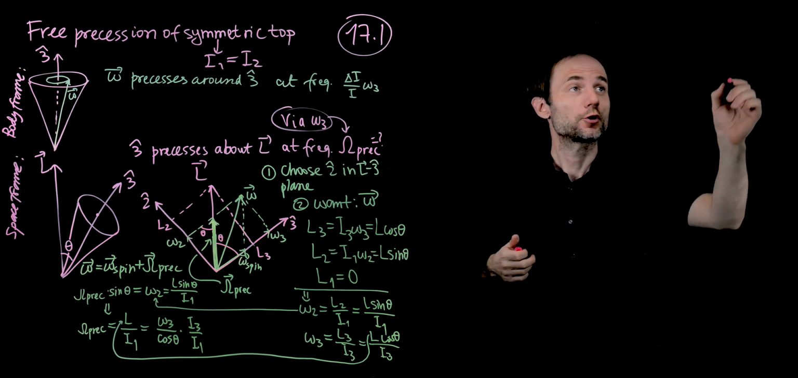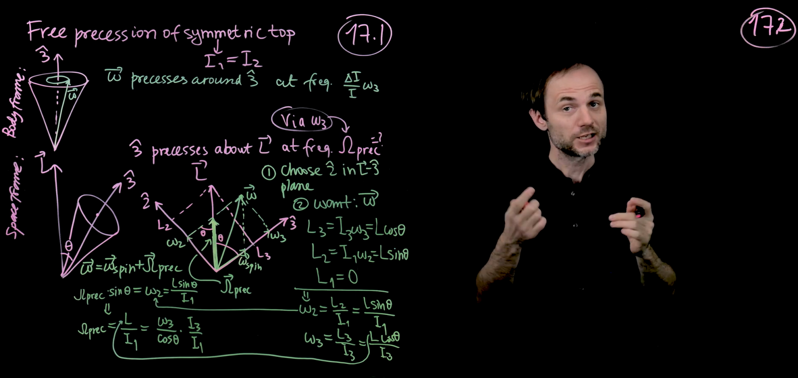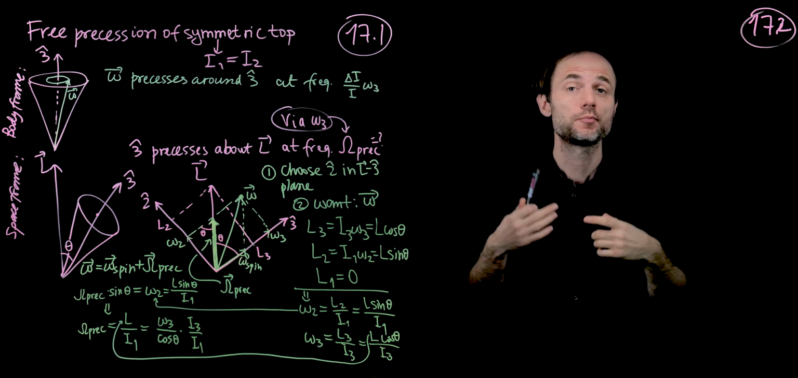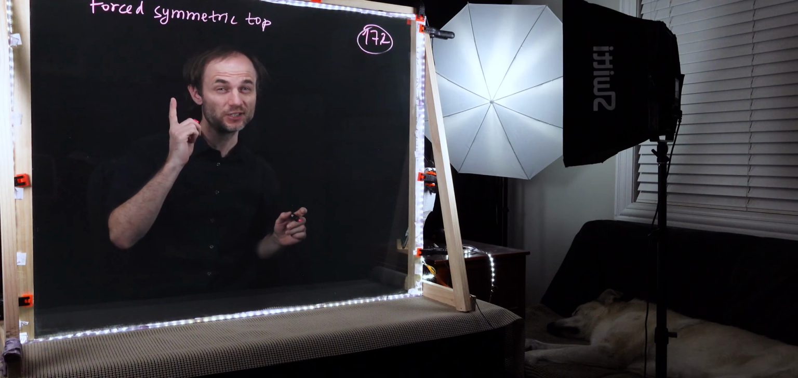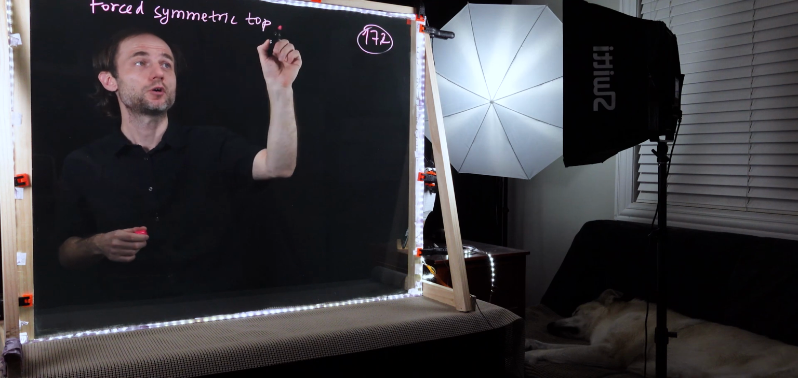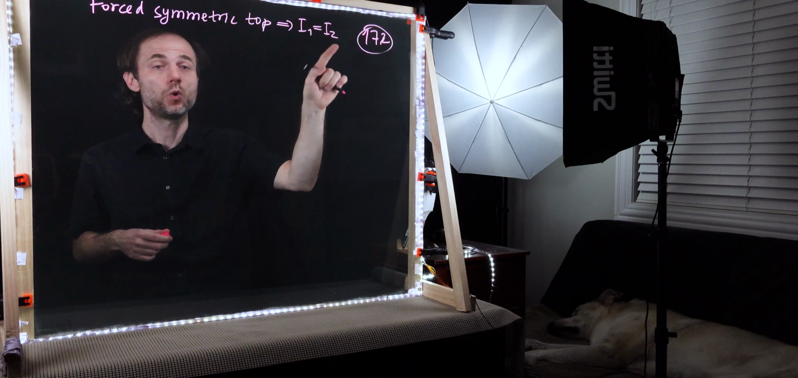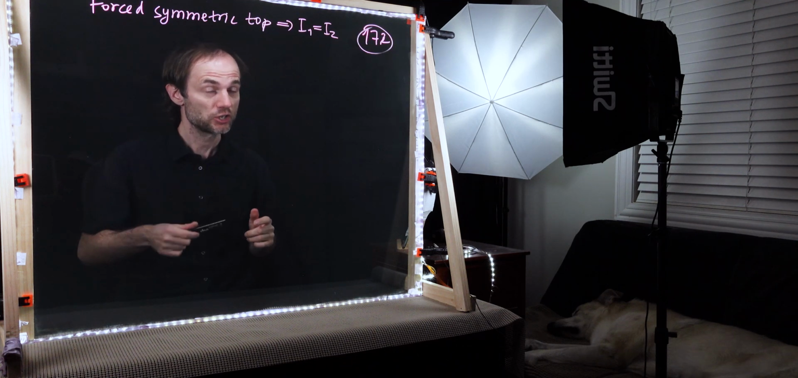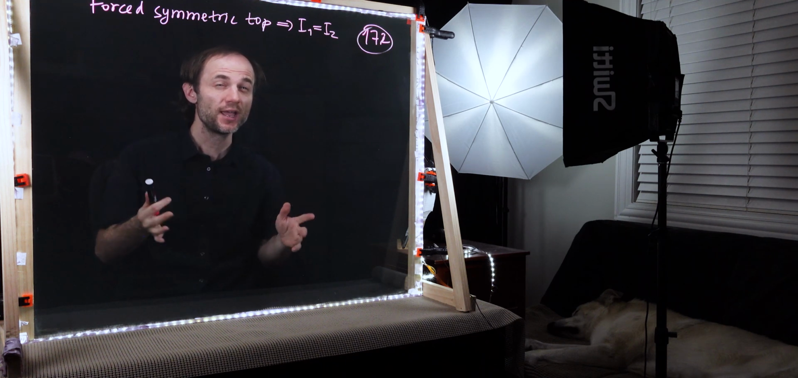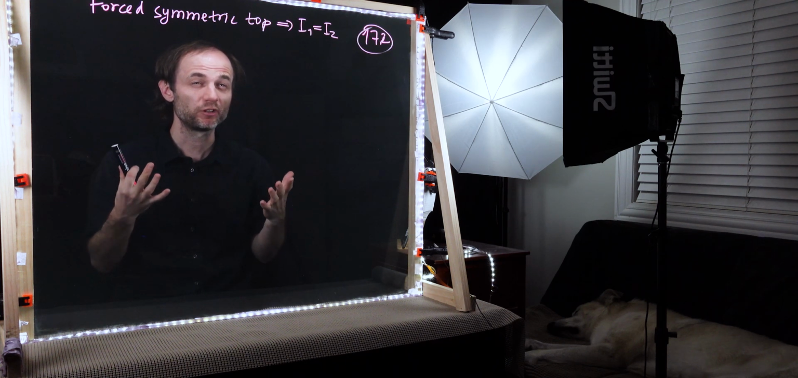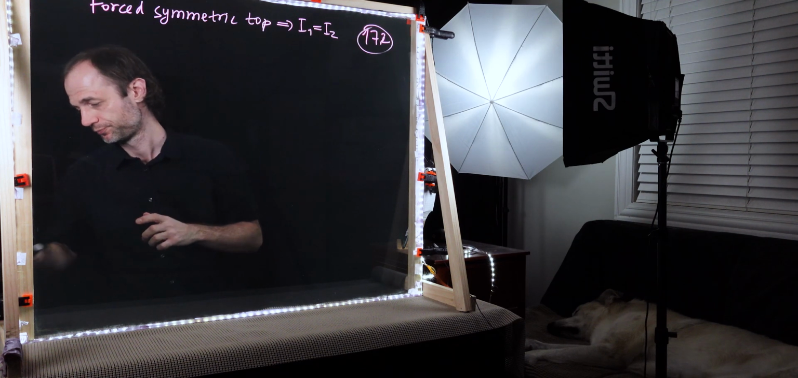Hello, and welcome to part 2 of lecture 17, where, as previously advertised, we're going to be talking about the forced symmetric top. The fact that the top is symmetric means that we're going to be talking about the case when I1 is equal to I2, just as we did recently. Now, let us try and get some very simple feeling for what the system is. So let's draw a diagram.